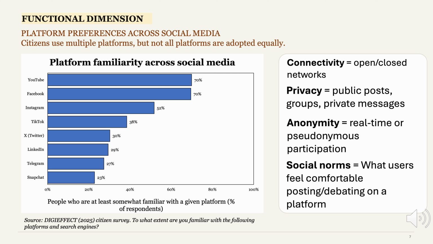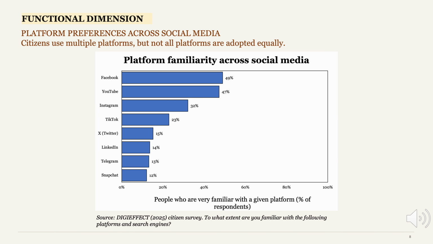To understand political communication online, we also need to understand how each platform structures visibility, identity, and interaction. As we can see from the graph, YouTube and Facebook are the most widely adopted platforms. Instagram, WhatsApp, and X have slightly less familiarity among citizens. Snapchat, LinkedIn, and Telegram have smaller user bases, but they remain relevant for political communication. This is because their network structures can shape more specific forms of exposure, discussion, and posting.